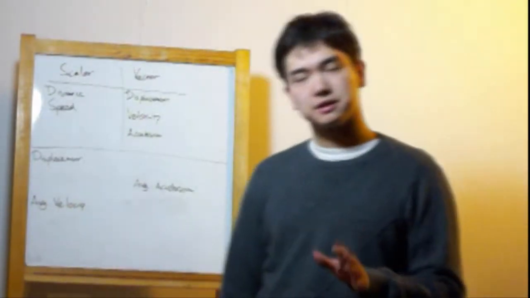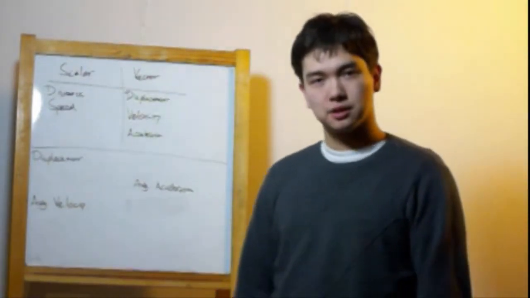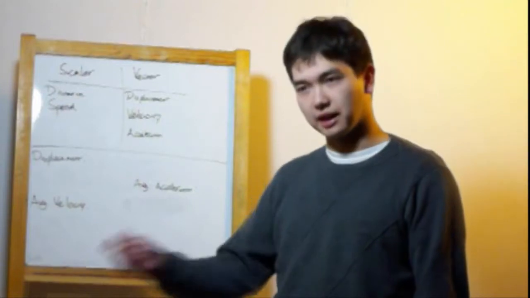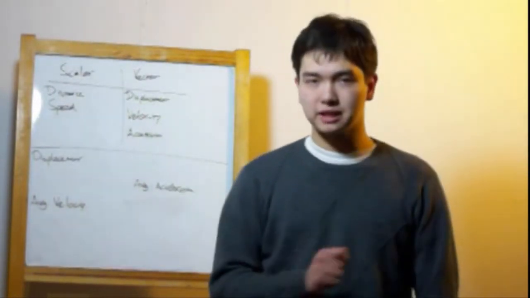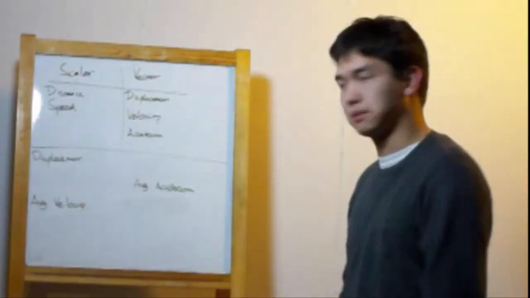Today's topic: vector and scalar quantities and basic kinematics. There are two major types of measurements in physics, scalar and vector measurements. Scalar measurements don't take direction into account, whereas vector measurements do. So let's take a look at some of them.